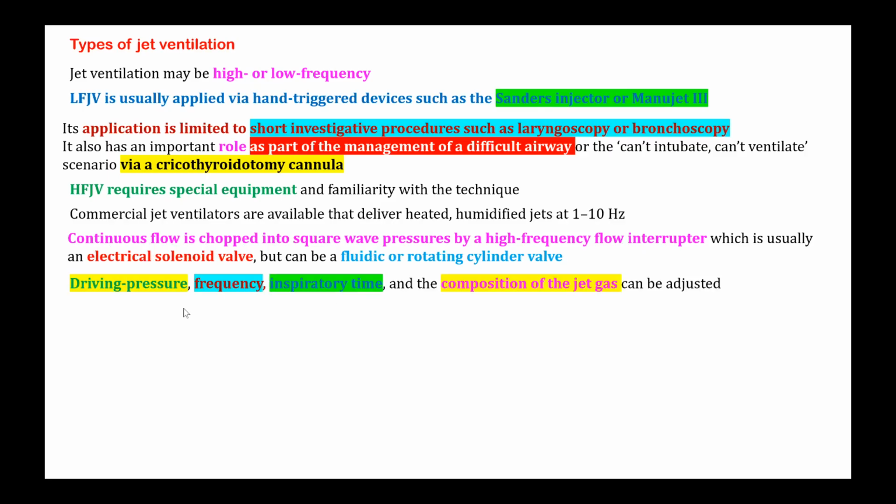Driving pressure, frequency, inspiratory time, and composition of jet gases have to be adjusted when you are using high frequency jet ventilation.